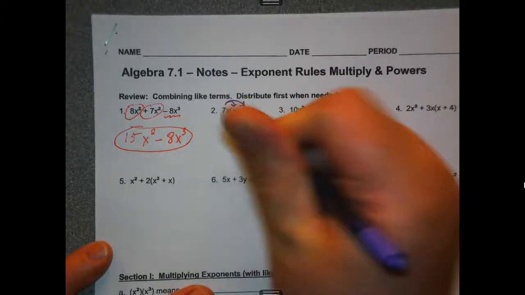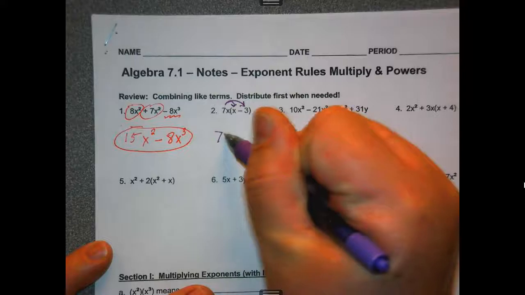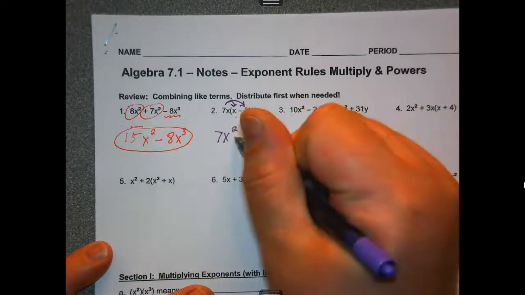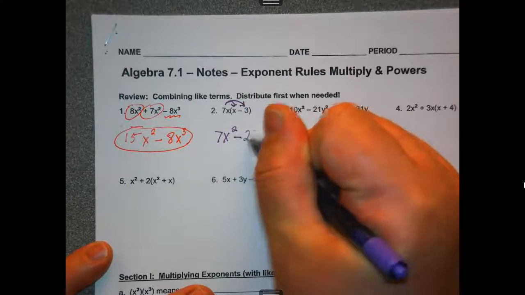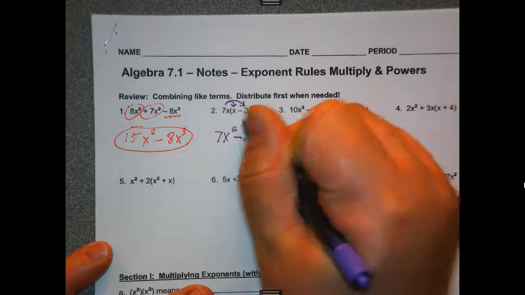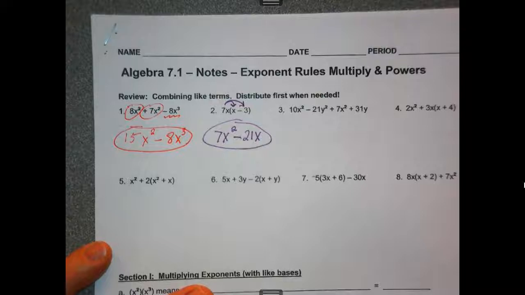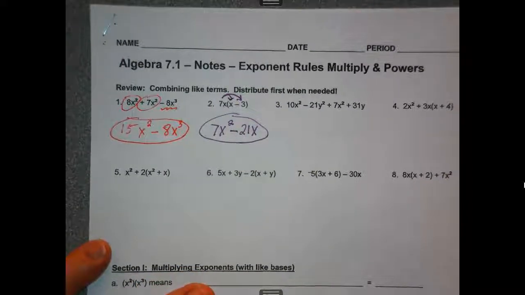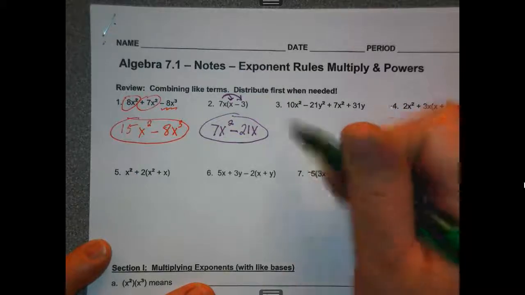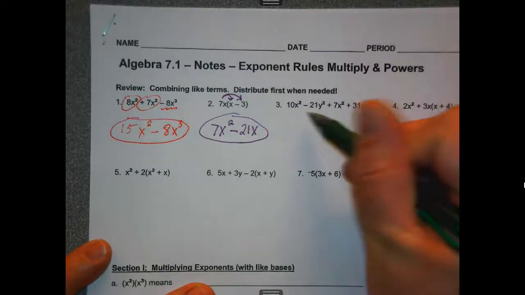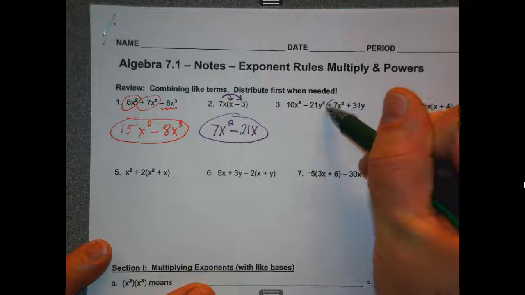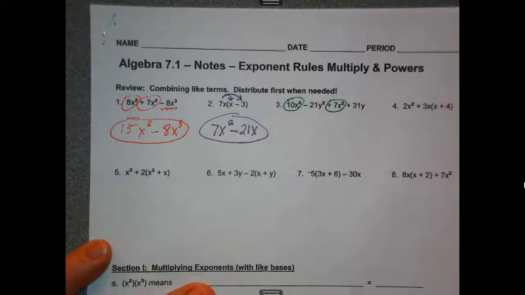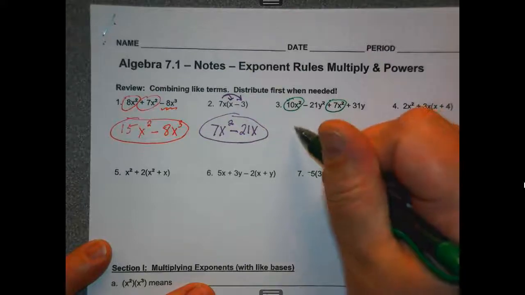Okay, 7x times x, 7x squared, 7x times negative 3, negative 21. Don't forget the x. Number 3. Okay, I have 10x squared. Do I have any other x squares? Yep. So that is 17x.